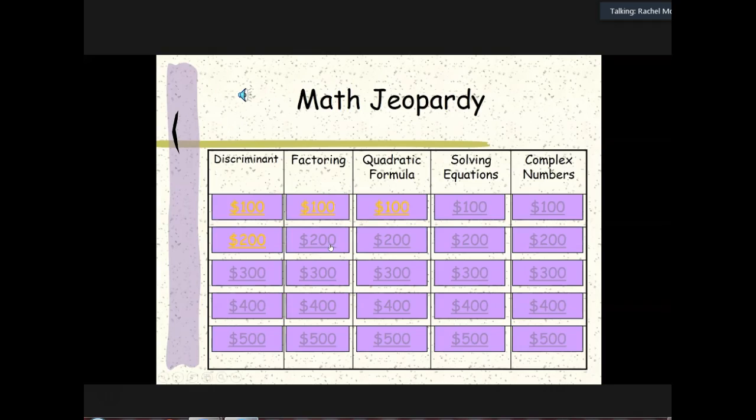Okay, category and points go to Brayden. Okay. So for solving equations 100, this is any technique you want to solve.